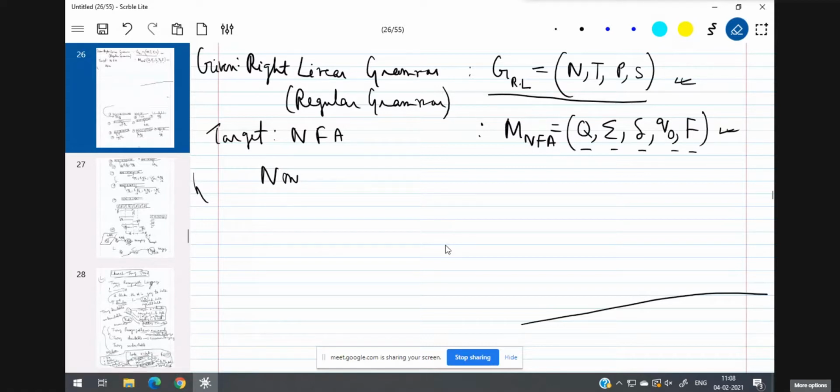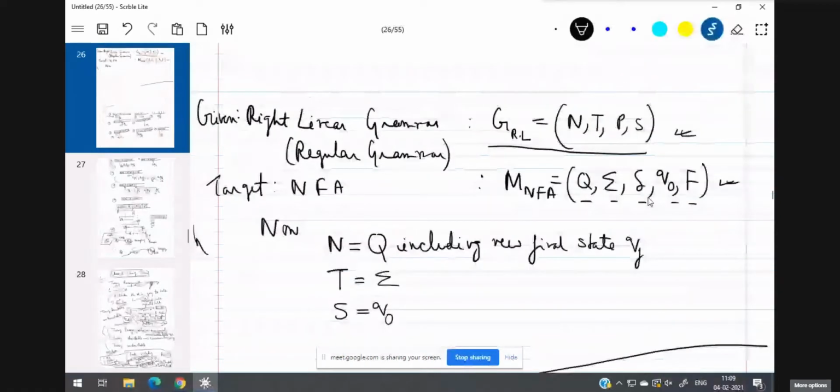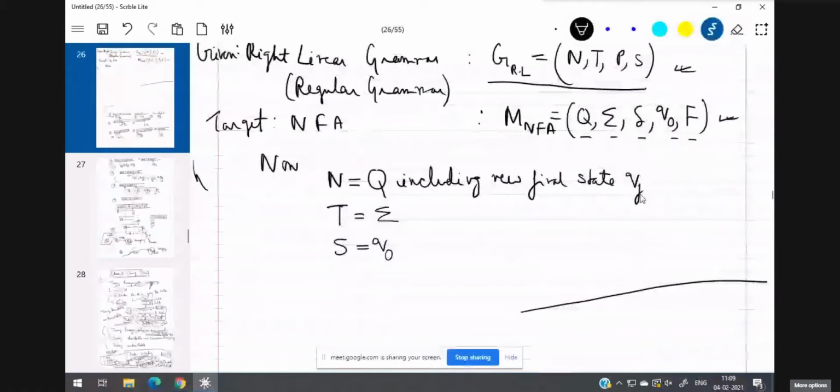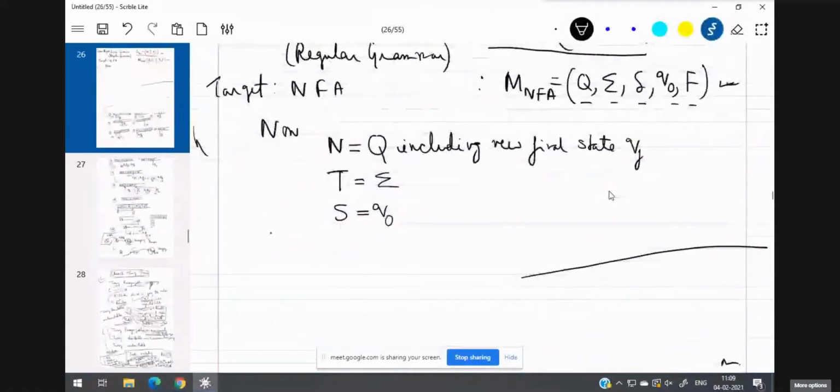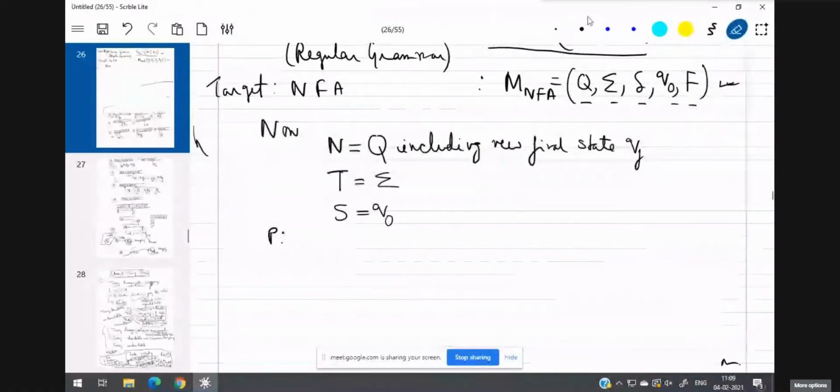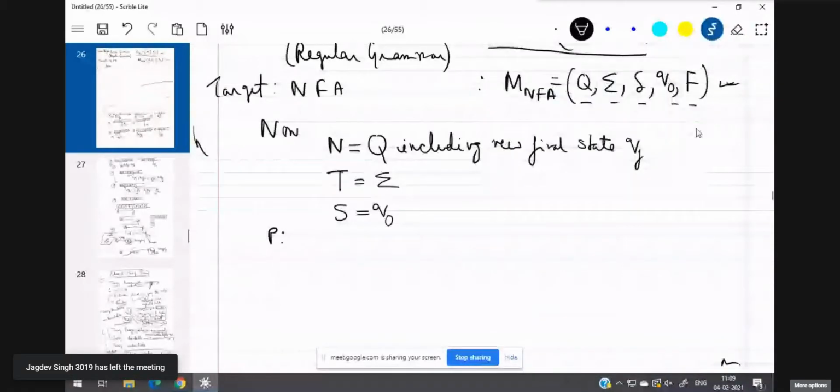Now the grammar will have the productions, but we need the transition function from them. So the transition function will be converted from the production. Let me just write the production, and from this production we have to convert. Let me write the rules which we are going to utilize. After this, I'll take an example so that you can understand it very easily.